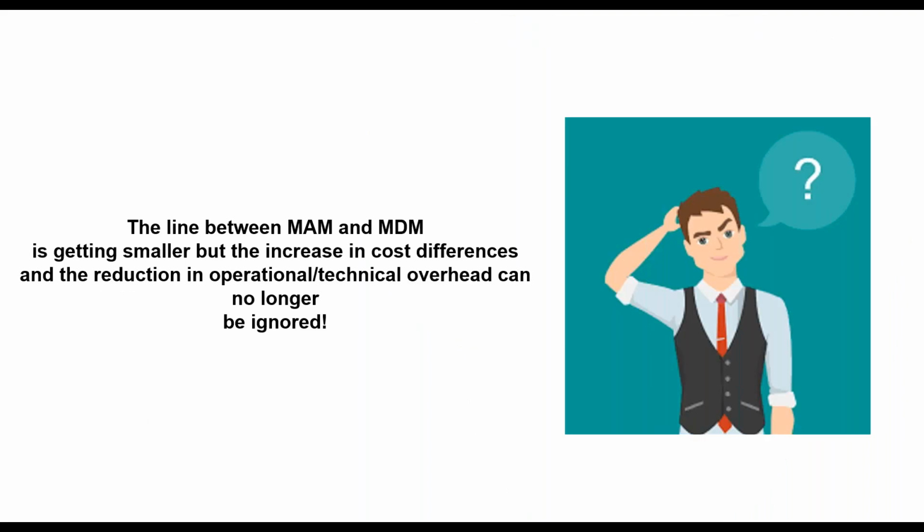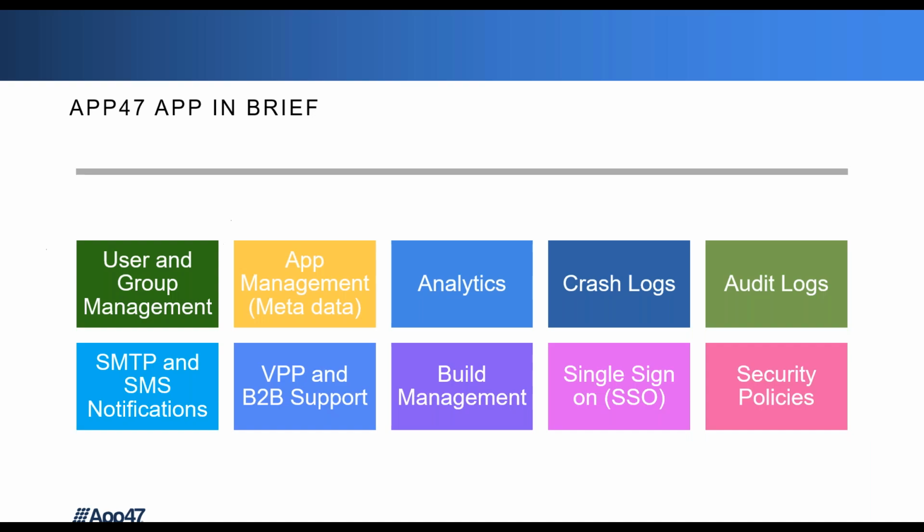All right, so as I said before, the line between MAM and MDM is getting smaller, but the increase in cost differences and the reduction in operational technical overhead can no longer be ignored. We think we offer a very robust system for you. So in brief, our solution will help you with both user and group management, actual app management and the metadata that goes around those apps, analytics, crash logs, audit logs, all the notifications either through SMTP and SMS.